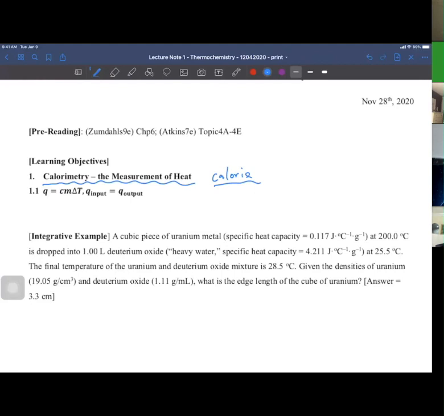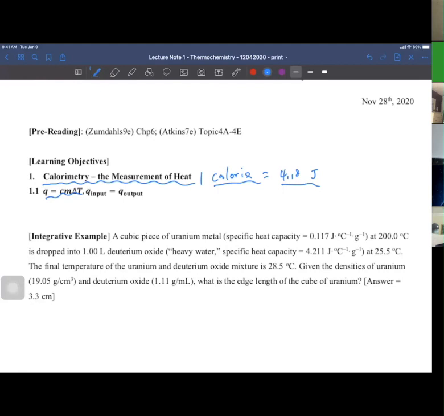So this is the unit used to measure the heat, right? And 1 calorie actually is 4.18 joule. You will figure out why there is a conversion like this later. So this is the meaning of calorimetry. So the calorimetry is built on an equation Q equals Cm delta T.